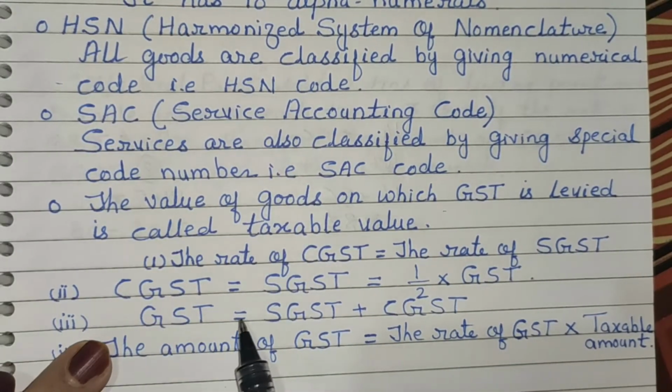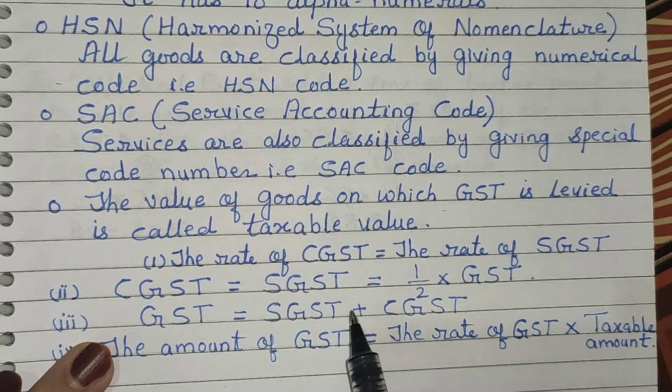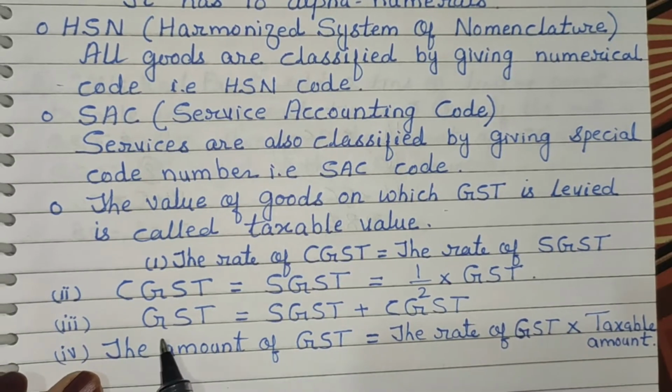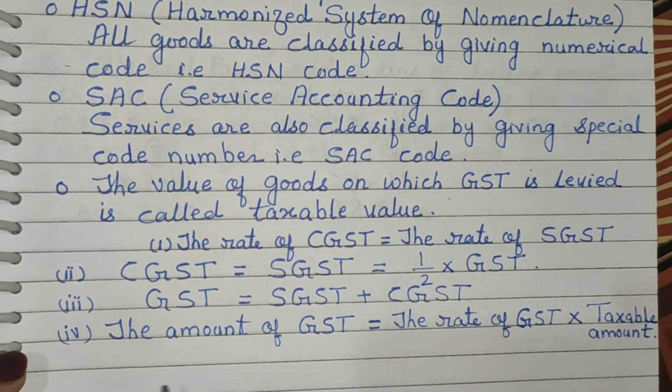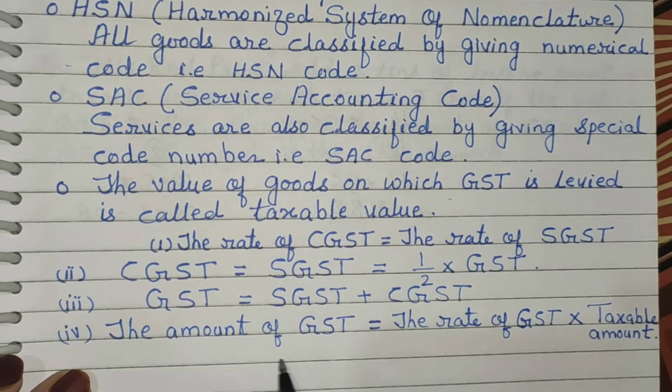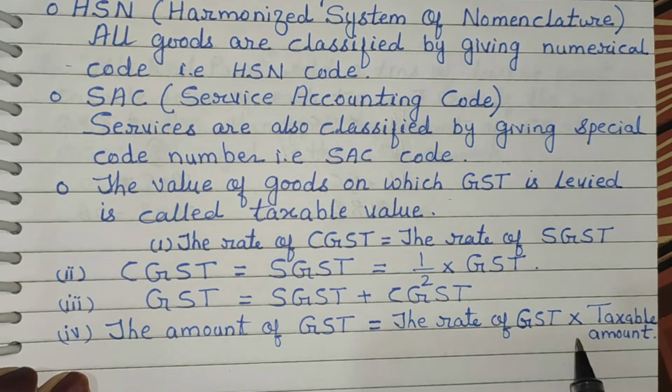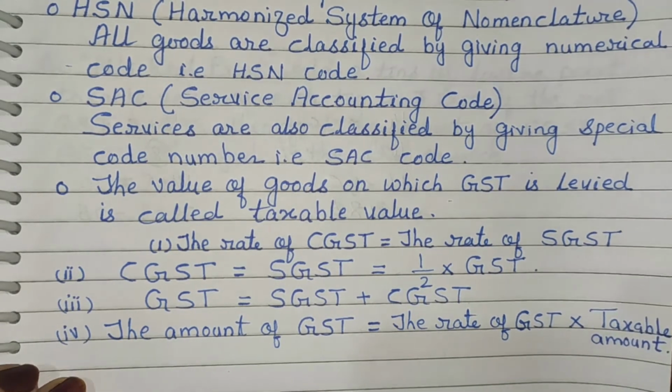Now CGST is equal to SGST, which is equal to half of GST. GST is equal to SGST plus CGST, and the next one is the amount of GST, which is calculated as the rate of GST into taxable amount.